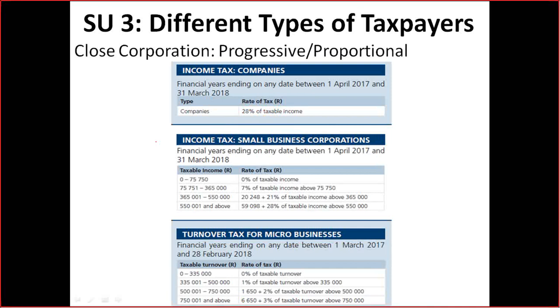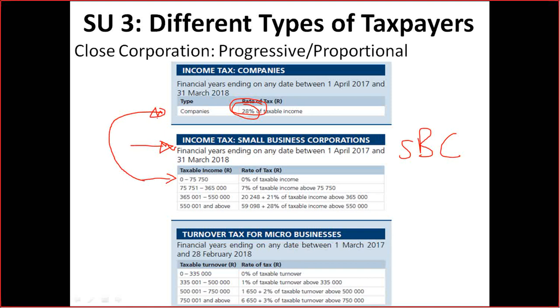Right, so I've given you the tax tables. I've literally taken this out of the document that I sent through to you. I've shown you what the tax rate is for a company. That's how much they pay: 28%. Right, the nice thing about this, have a look. Small Business Corporation, SBC. How much tax do they pay on the first 75,750? 0%. Nothing. Okay, nothing. Right, that's a big difference compared to 28%.